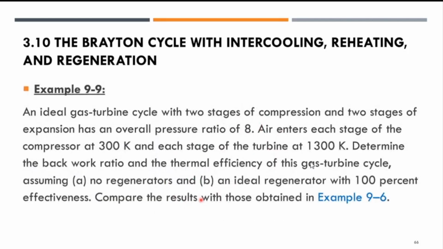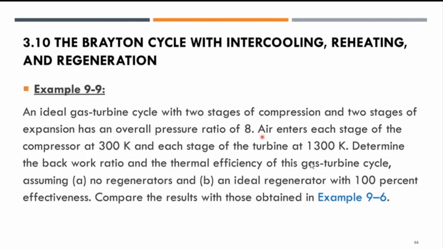So for us to appreciate more, probably best to go into an example. Example 9.9. This ideal gas turbine engine with two stages of compression, two compressors, and two stages of expansion, two turbines, has an overall pressure ratio of 8, right? The Rp equal to 8.